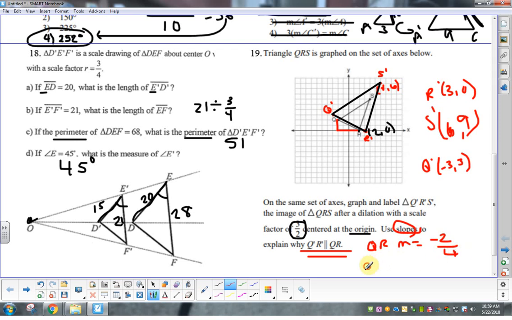Then we have Q prime, R prime, which has a slope of down 3 over 6. When we reduce both of these, it's -1/2 both times. So once you have -1/2 both times, you know that they have the same slope. So you would say parallel lines have the same slope. You would write all of that out.